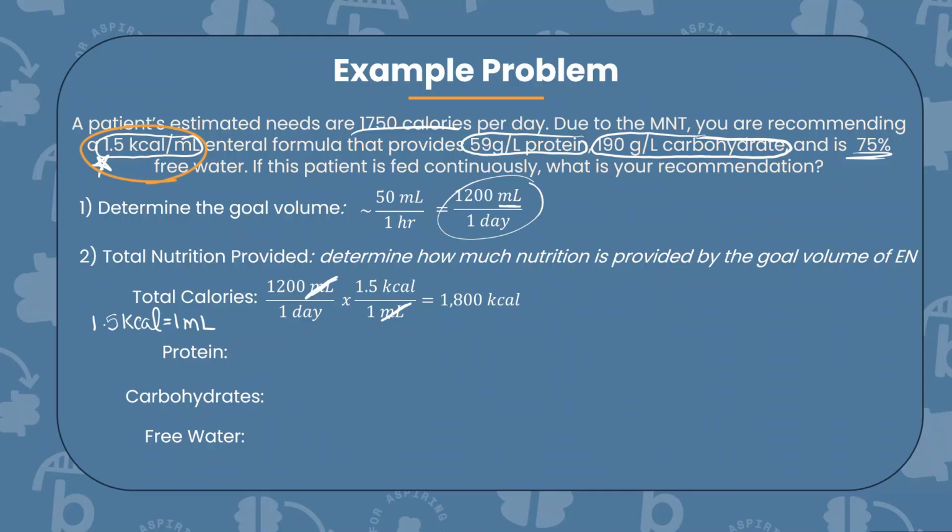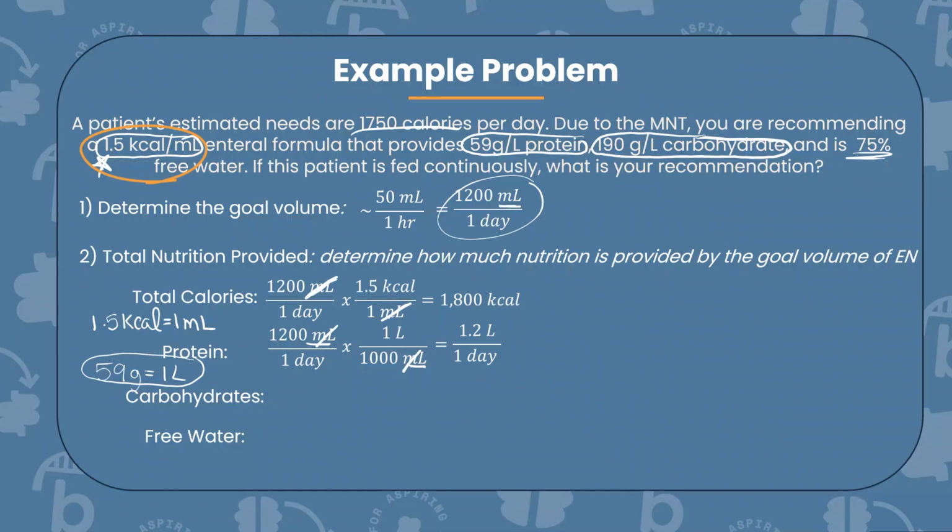Excellent. But for protein, the equivalent statement is 59 grams of protein are in 1 liter. So we'll need to convert 1,200 milliliters into liters. Milli is an equivalent statement that you should know for the RD exam. There's 1,000 milliliters in 1 liter. So if we write that out as 2 fractions, milli goes in the bottom so that it cancels out and we can convert to liters. We have to convert to liters because our equivalent statement tells me how many grams of protein in 1 liter.